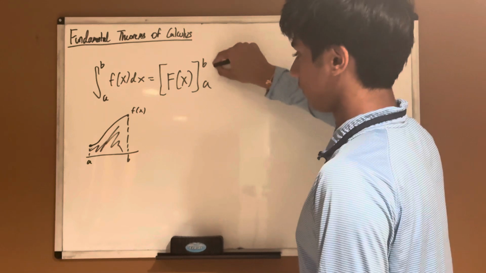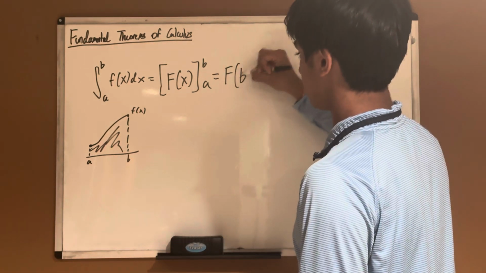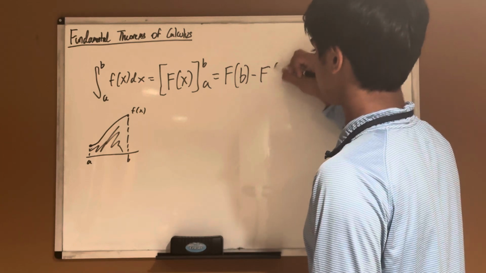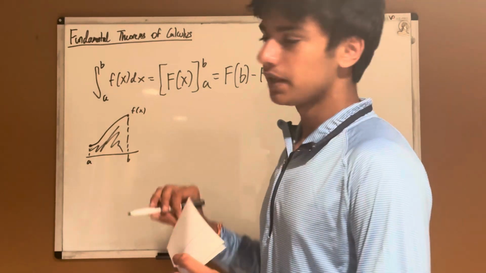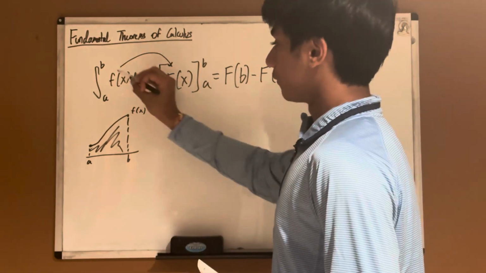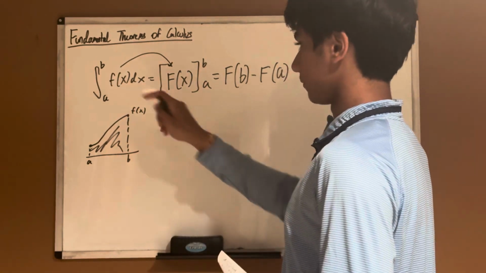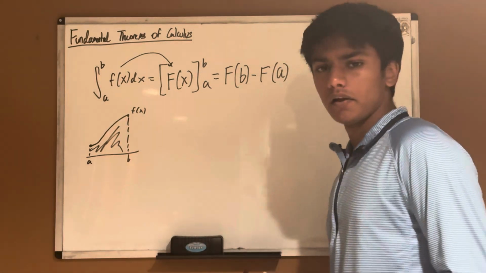What does this notation mean, from a to b? That means big F of b minus big F of a. And so that's the fundamental theorem of calculus. Basically, what we have to do is take the definite integral, and then we use the bounds and subtract them. So we plug in F of b minus F of a, like so. So let's try an example.